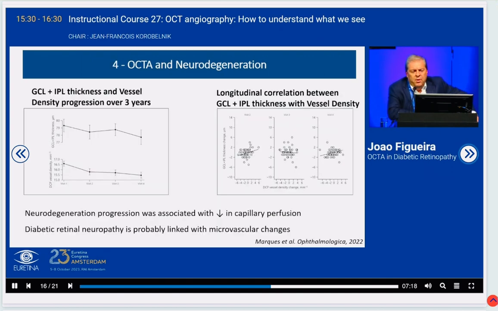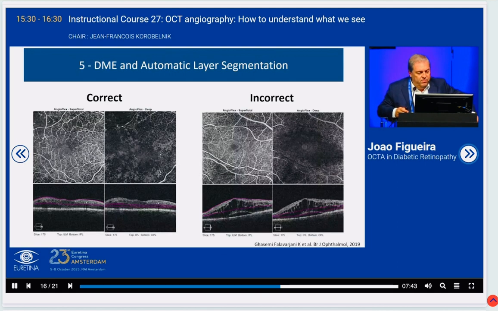Our group performed a comparison and a correlation between OCTA metrics and neurodegeneration progression. In a 3-year prospective study, we found that the neurodegeneration progression was associated with a decrease in capillary perfusion. So we could conclude that diabetic retinal neuropathy is probably linked with microvascular changes.